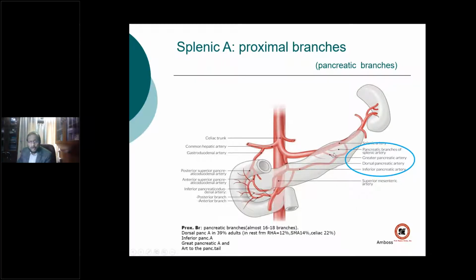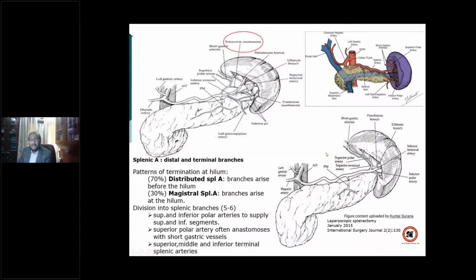So this is the proximal part of the splenic artery. Now coming to the distal part of the splenic artery. When you come to the distal part of the splenic artery, we are talking about this particular area.